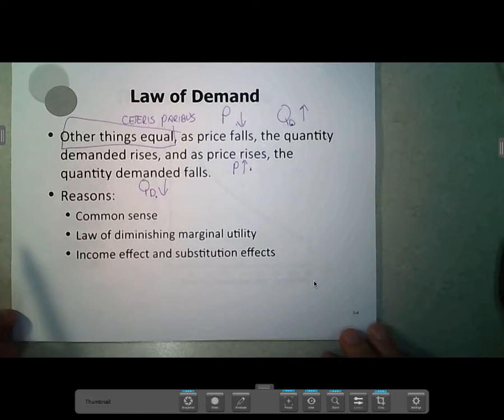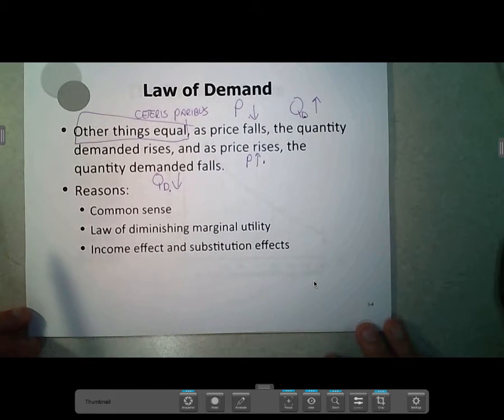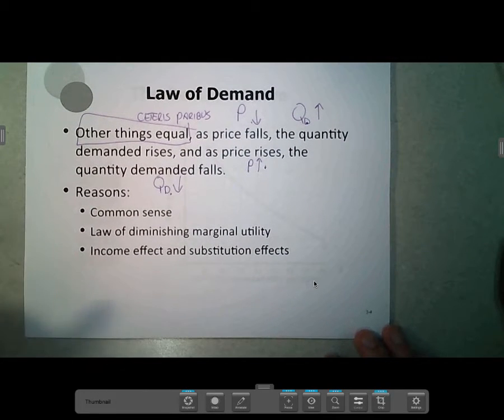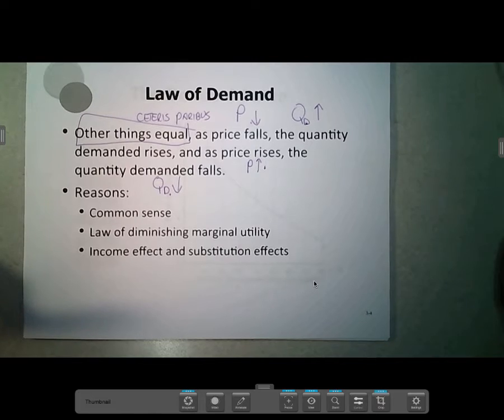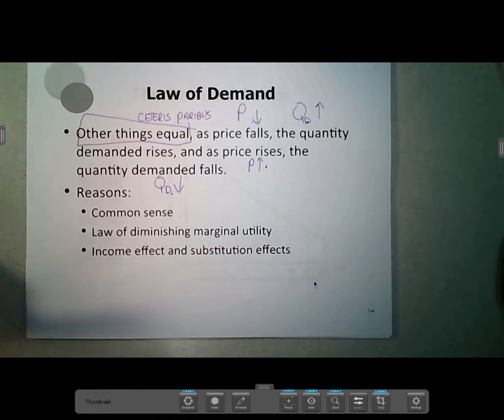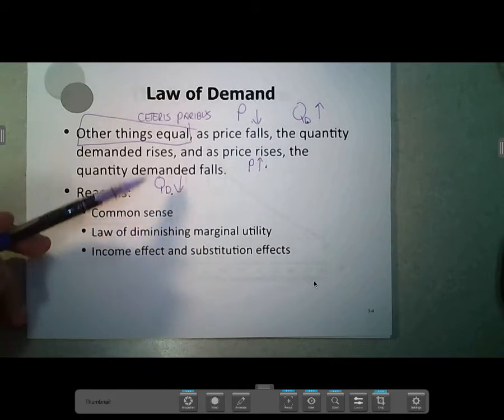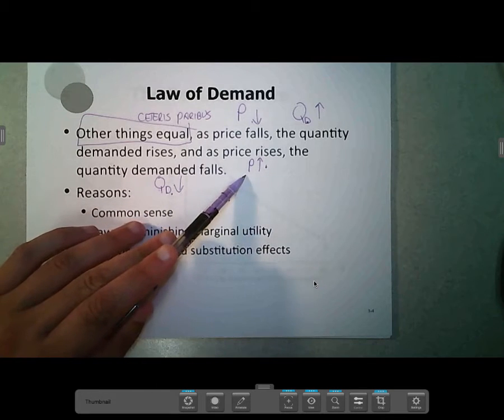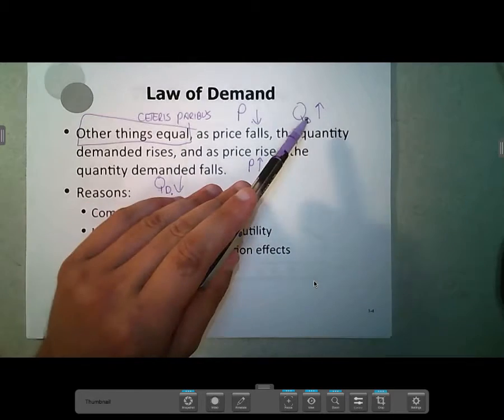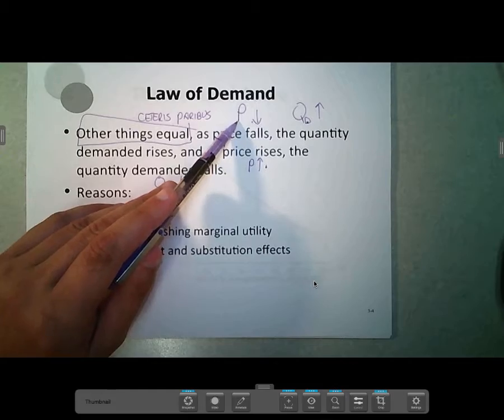But I guess on some level, what you can just remember for right now is to think of your own purchasing habits. In your own purchasing habits, at least, it would seem to make sense that you would buy more of something if it was cheaper and less of something if it was more expensive.